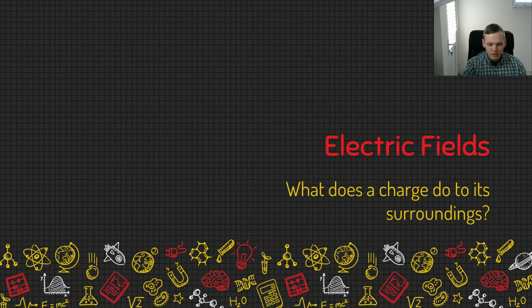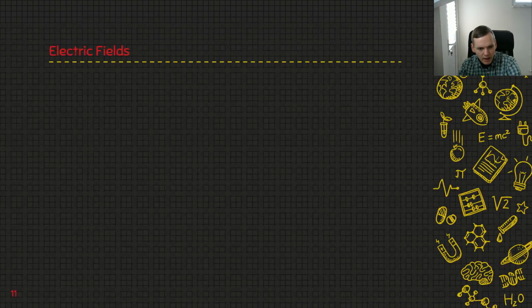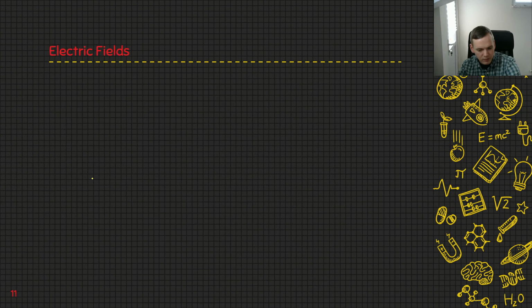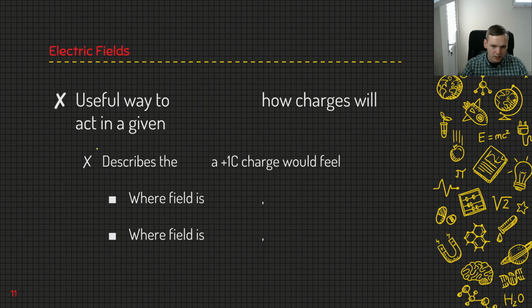We're going to take a few minutes here to talk about electric fields, and this is how charges affect or interact with their surroundings. This is a useful way to understand how charges will act in a given space. One way of thinking about the electric field is that it describes the force that a +1 Coulomb charge would feel at different points.